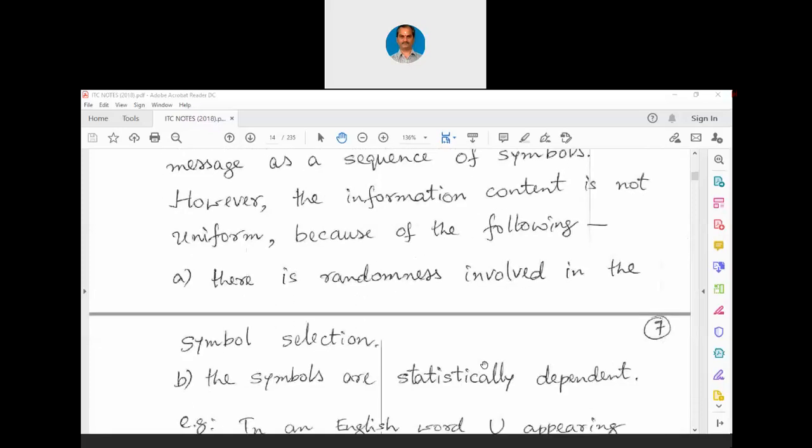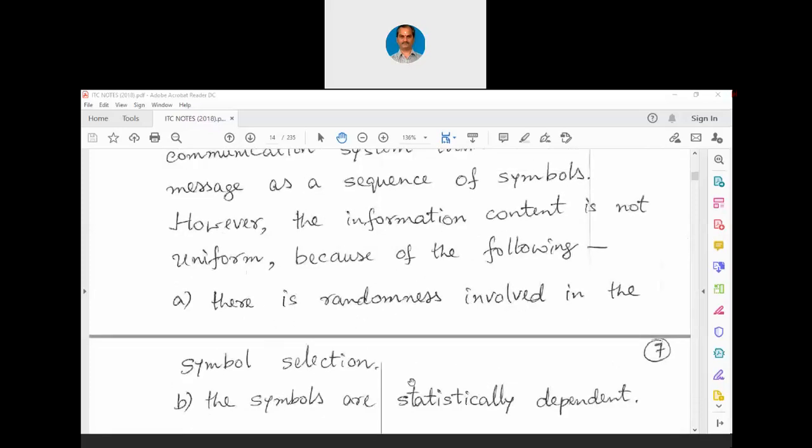First, there is randomness involved in the symbol selection. When you type a message on your mobile phone, say in WhatsApp, only you know what you are going to type, and at that particular instant you decide upon the wordings. Whatever you type depends on that particular situation, and the words are not predefined. That means there is randomness involved in the symbol selection.